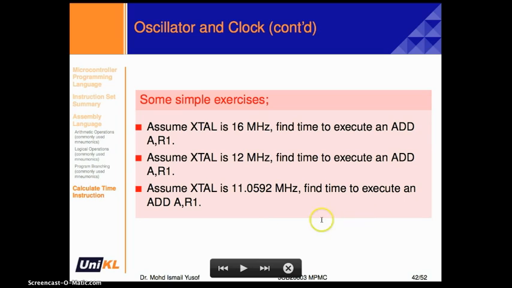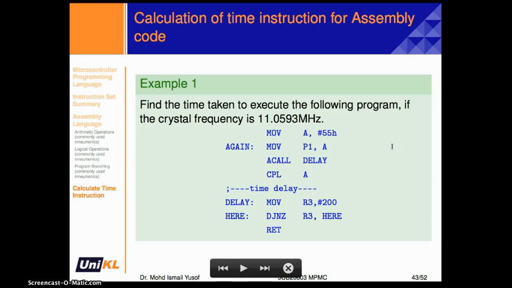We just replace the crystal frequency value. So please look at the 8051 instruction list and find the number of cycles for the add instruction. Just multiply the number of cycles by 12 and divide it by the crystal value. So we've got the time to execute the add instruction. Okay.